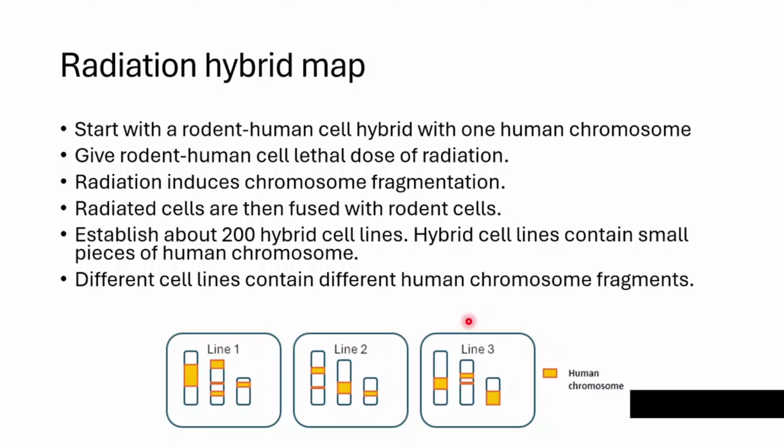So the experiment that was done to do this was using a mix of human and rodent cells. And the way you do this is that you'll take a rodent human cell with one of the human chromosomes. So you can separate chromosomes using gel electrophoresis. And then you will basically give the rodent human cell a lethal dose of radiation. Radiation, what it does is that it induces chromosome fragmentation.